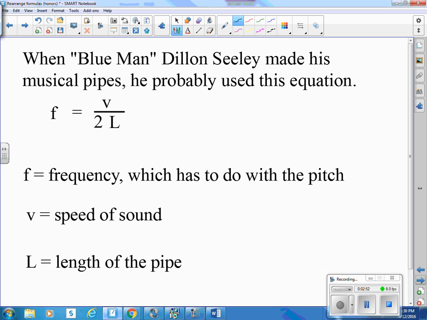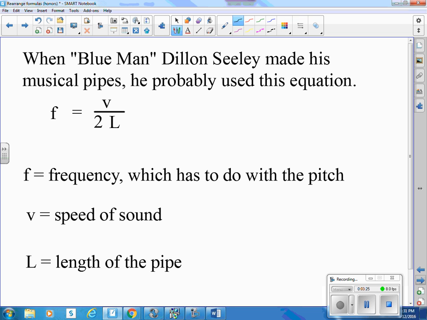When Blue Man Dylan Seeley made his musical pipes several years ago, he probably used this equation. The frequency of the pipe is equal to the velocity, the speed of sound in air, over 2 times the length of the pipe. So F is the frequency, the sound, to choose which sound you want to hear, and V is the speed of sound in air, and L is the length of the pipe. Well, he had to cut the length of the pipe, so he probably wanted to solve that equation for L.